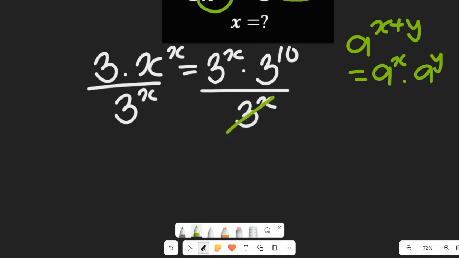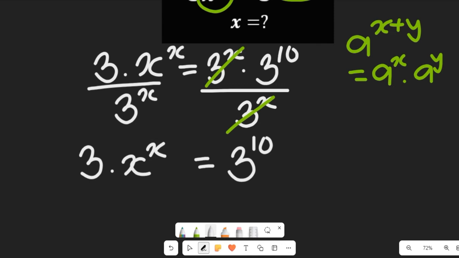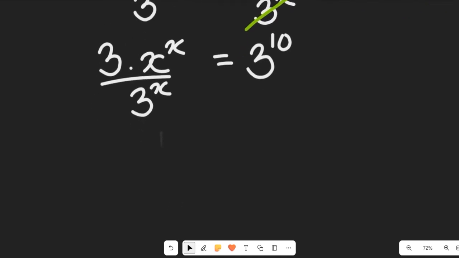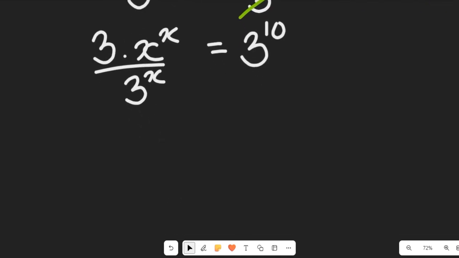So if we do that, 3 to the power of x will clear 3 to the power of x, and then on the right hand side we'll be left with 3 to the power of 10, and this will be equal to 3 multiplied by x to the power of x divided by 3 to the power of x. Now from the left hand side, you'll notice that we have the value 3. From this value 3, we can simply clear 3 from the left hand side, and that will make us have just x to the power of x divided by 3 to the power of x.